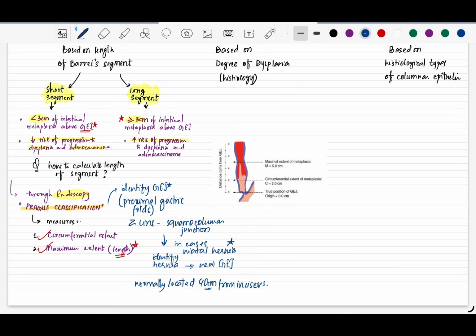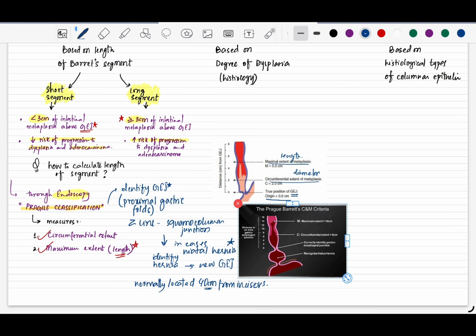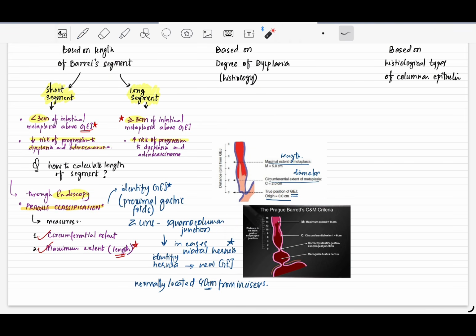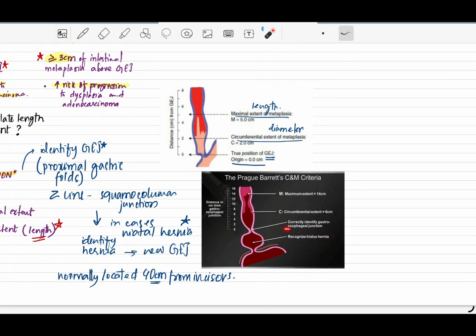We first identify the gastroesophageal junction, which is marked as the origin point at 0 centimeter. We then take the circumferential extent of the metaplasia, which is the total diameter involved. And then we take the maximum extent of metaplasia, which is again the length. In cases of hiatal hernia, we first have to recognize the hiatal hernia, and then correctly identify the gastroesophageal junction, then take the total circumference of the esophagus involved, which is the entire diameter involved, and then the maximum extent.